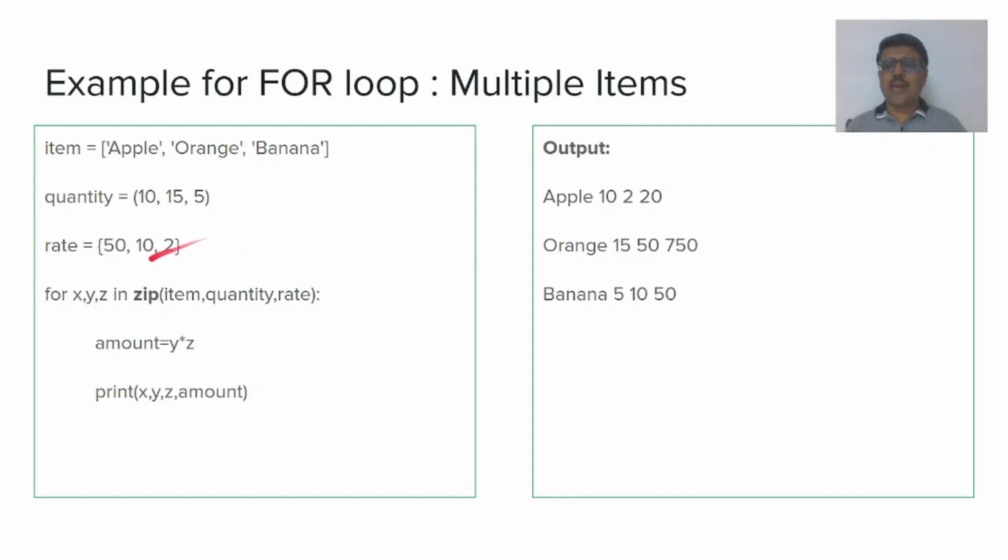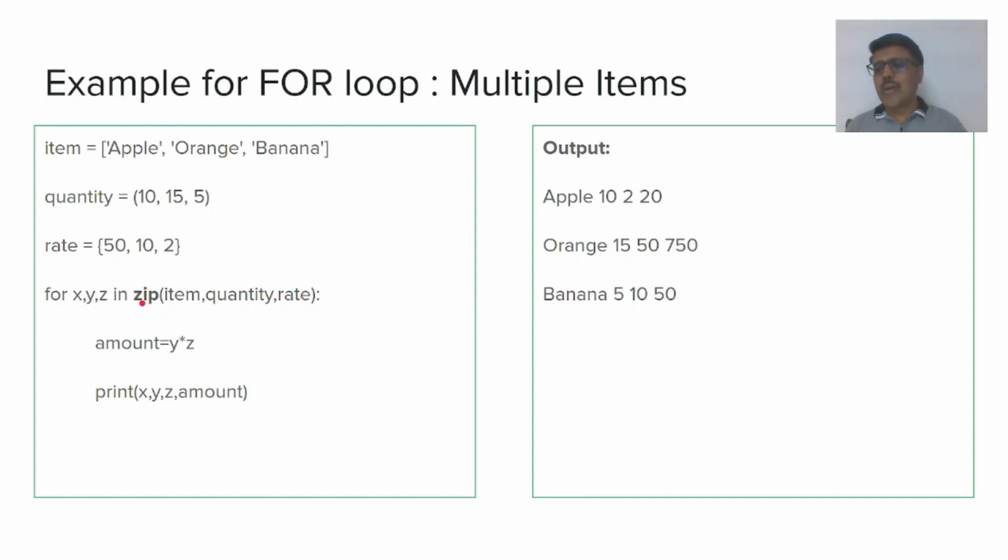So far you would have seen there is only one variable inside a for loop. Now you can see x, y, z, three variables I can have. Any number of variables I can have. The only condition is that I should have an equivalent number of variables to decide.